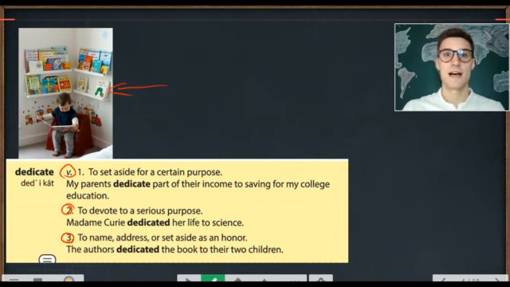A lot of the times when you listen to music, you will hear the artist who's singing say, I dedicate this song to everyone who is feeling sad. I dedicate this song to everyone who wants to party, woo! Something like that.